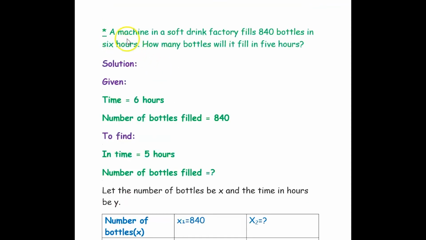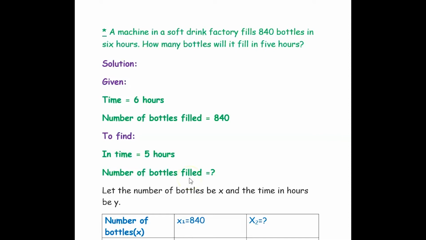The next example: a machine in a soft drink factory fills 840 bottles in 6 hours. How many bottles will it fill in 5 hours? So what is given? Time taken is 6 hours and the number of bottles filled is 840. Then what do we want to find? In a time of 5 hours, how many bottles will be filled?